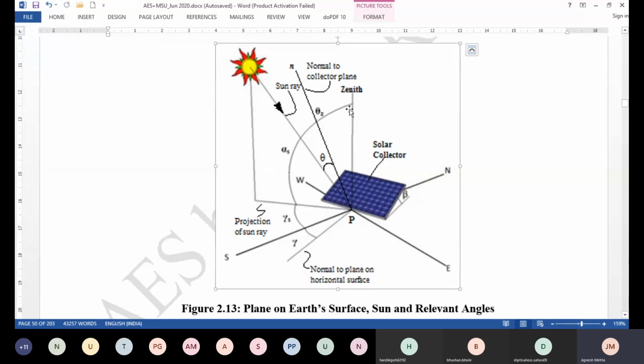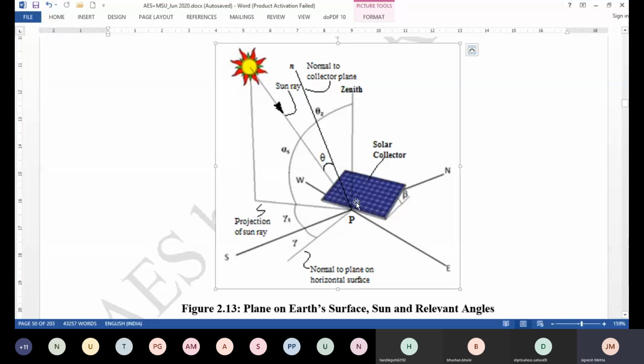The sun is exactly overhead at that point of time, and in that case alpha s would be equal to 90 degrees. So this is the angle that we are talking about, the zenith angle, right? That's the angle between the sun ray and the zenith. Okay. So I have discussed all the angles here.